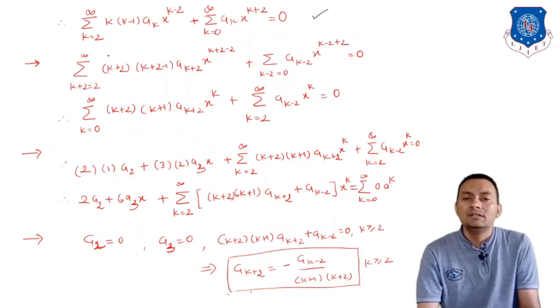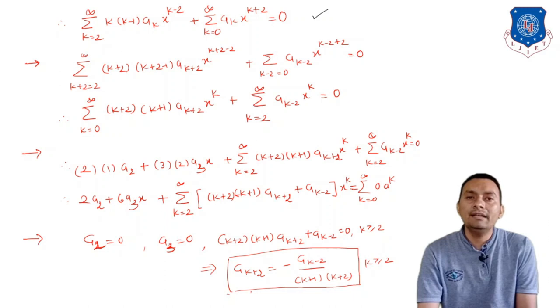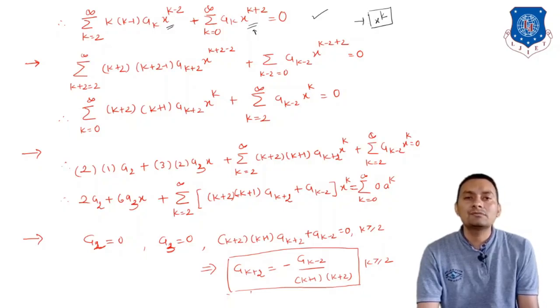Now we have to make the same power of x, but here it is not the same. For simplicity, I want to make the same power, that is x raised to k. You can also keep one of them as it is and make the other x raised to k minus 2, but for all the examples I will just make the same power, x raised to k.